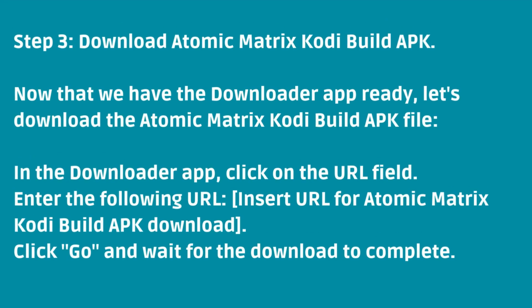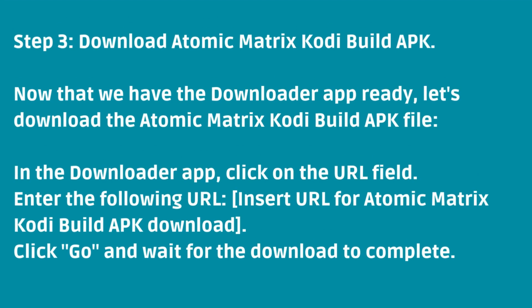Step 3. Download Atomic Matrix Kodi Build APK. Now that we have the Downloader app ready, let's download the Atomic Matrix Kodi Build APK file. In the Downloader app, click on the URL field. Enter the following URL. Click Go and wait for the download to complete.